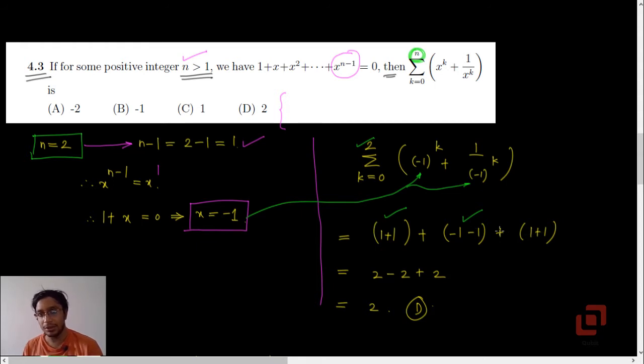But now let's go to the third term, because the last value of k is 2. Minus 1 squared is 1, 1 upon 1 is 1. So 1 plus 1 is 2, which will cancel the second term, which is minus 2, and then plus 2. So you have this number now, that is 2. Option D.